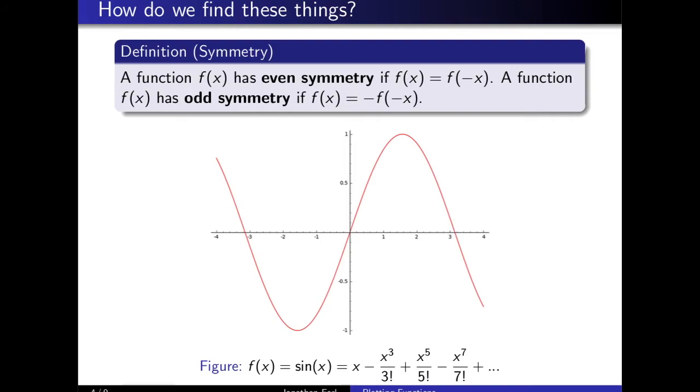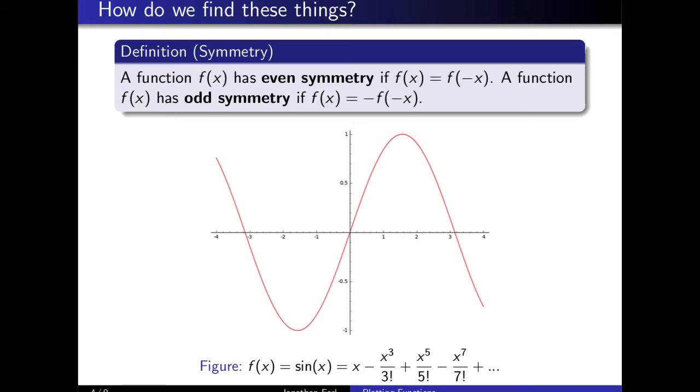So what I have here is a plot of sine of x, and sine of x has odd symmetry. The reason why sine is going to have odd symmetry is because if you did a polynomial expansion for sine of x, something that we haven't really talked about but you focus much more on in Calc 2, you could write sine of x out as x minus x cubed over 3 factorial plus x to the 5 over 5 factorial minus x to the 7 over 7 factorial, and so on.